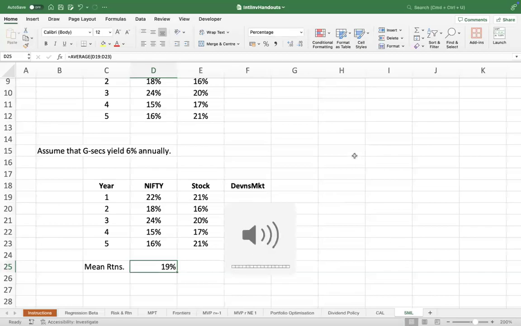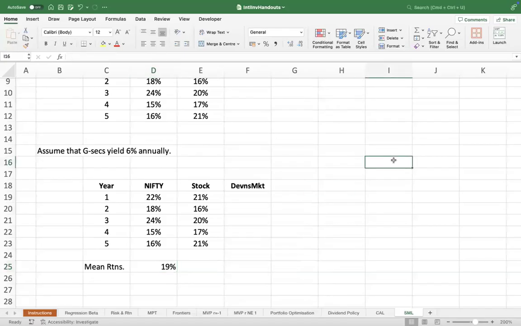Okay, so having done the CAL, we'll start with SML. SML, you know, is an exhibit of the CAPM, capital asset pricing model. And the first step here is to calculate beta. Beta by formula statistically is the covariance between the security and the market divided by the variance in the market.